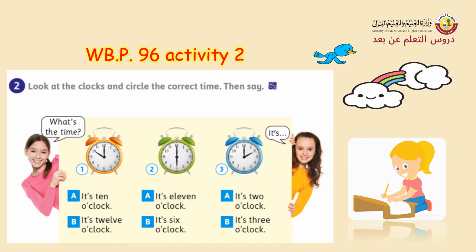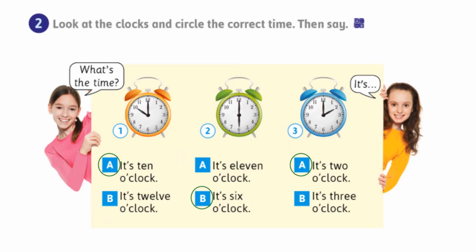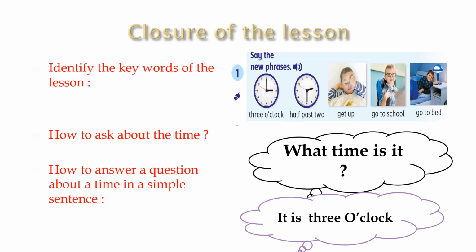Take your time. Have you finished? Very good. Let me check your answers. Number 1, what is the time? It is 10 o'clock. Number 2, what is the time? It is 6 o'clock. Number 3, what is the time? It is 2 o'clock. Now we come to the closure of the lesson.